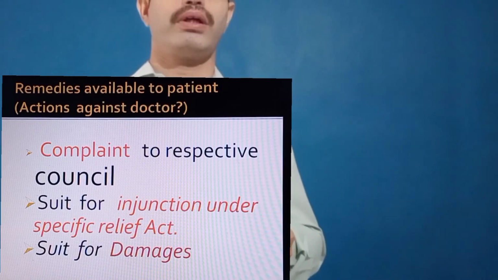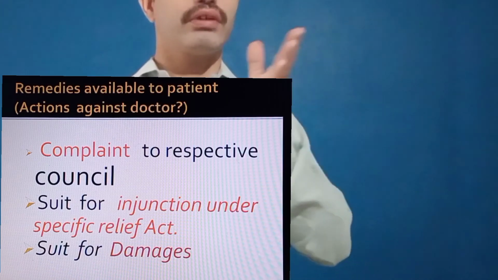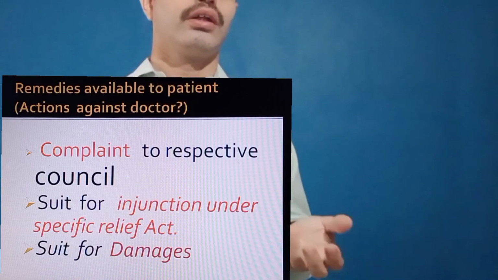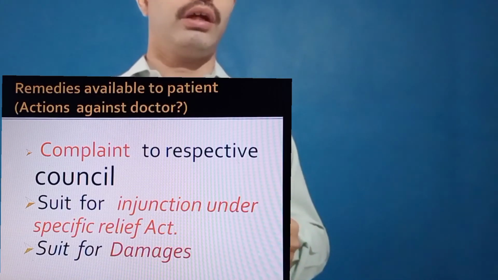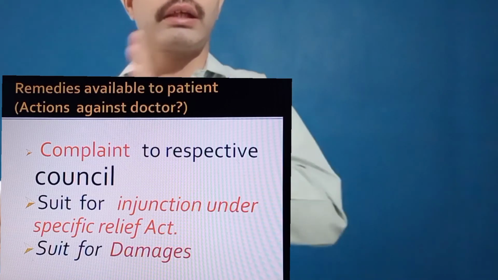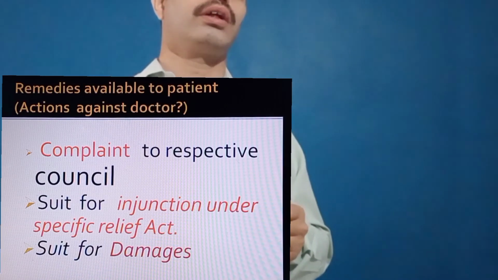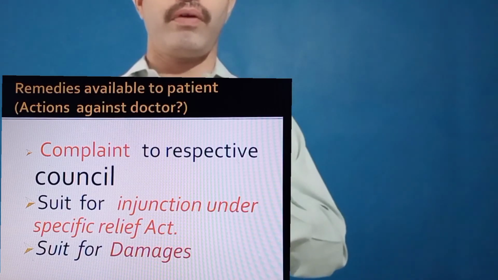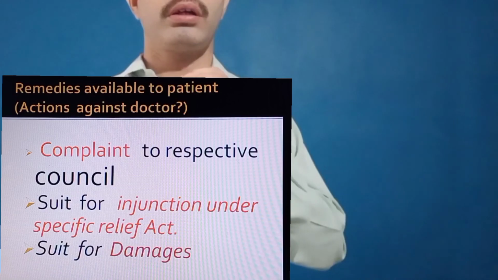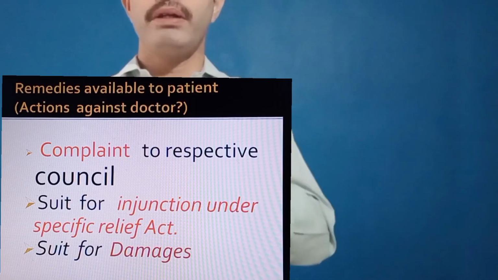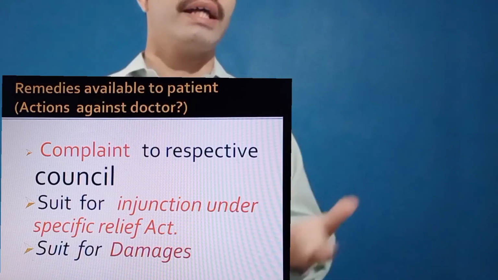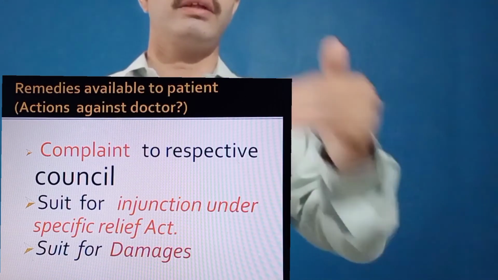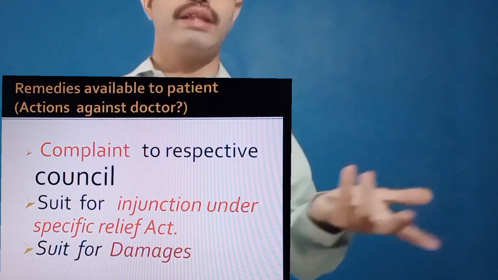Last but not least important is a suit for damages. If the patient's information has already been revealed by the doctor, then there is no use of a preventive injunction under the Specific Relief Act. Then the patient can sue the doctor for the damages caused to the patient due to the disclosure of information by the doctor without the consent of the patient. It depends on what kind of harm or injury has been caused to the patient by the disclosure of the information by the doctor to someone else without consent.